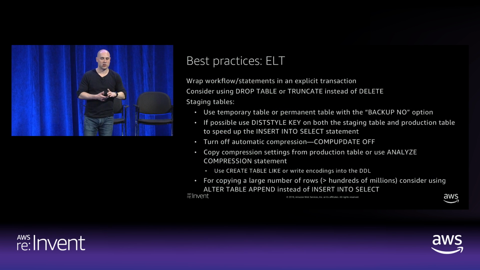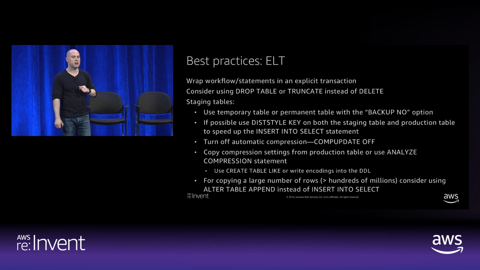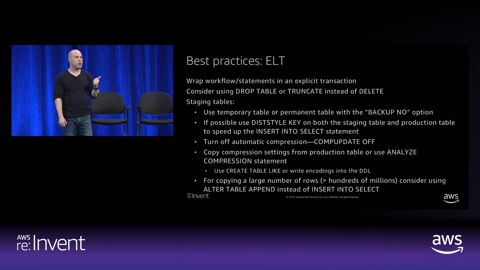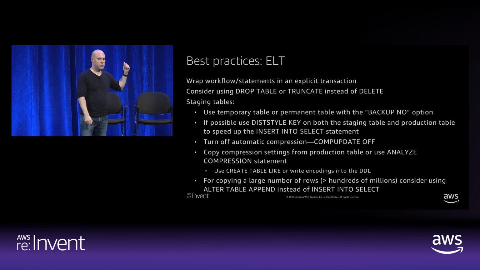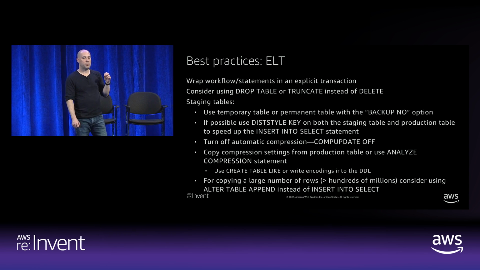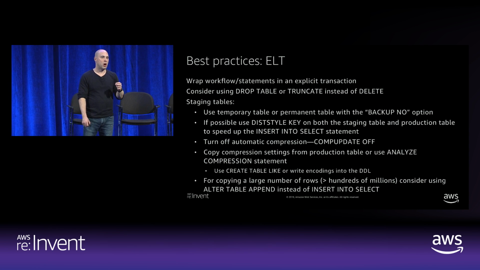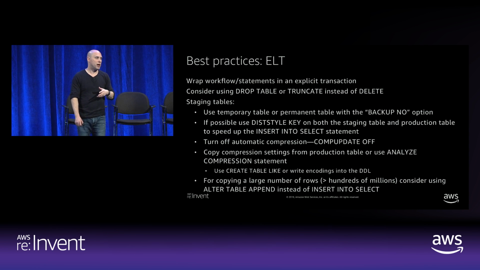So our best practices, just a summary: wrap all the workflows in explicit transactions. Consider, if you can, using drop table or truncate instead of using delete statements if it makes sense. Use temporary tables, if you can, for your staging tables. If you do need a permanent table, we have a backup no option. Consider using that as well, so that it disables the backup to S3 for that staging table.